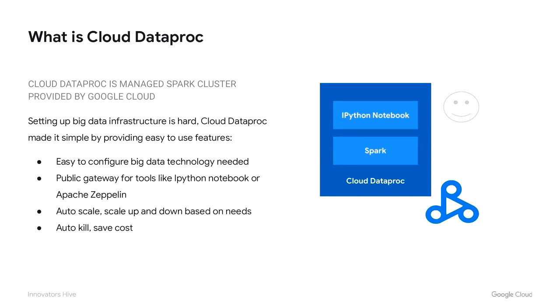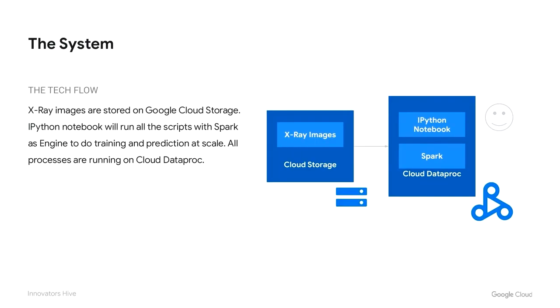So here it's very important because big data will use a lot of servers in a cluster, and if you don't auto kill when you don't use it, then we will end up paying for something that we don't use, right? So this auto kill feature is also very important, and it's there in Cloud Dataproc.